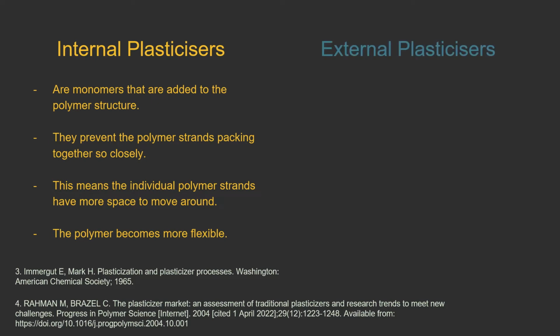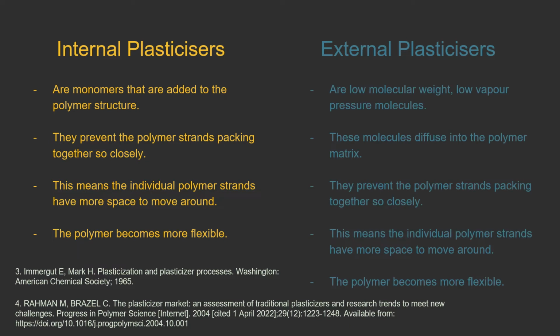The second type is external, meaning instead of monomers that become part of the structure, they are molecules that form secondary bonds between the polymer strands. Using secondary bonds like van der Waals or hydrogen bonding, for example, they stick between the strands and drive them apart. This achieves the same effect in allowing individual strands more room and the polymer to become more flexible. In this video, we will be focusing specifically on external plasticizers, which is what our phthalates are.